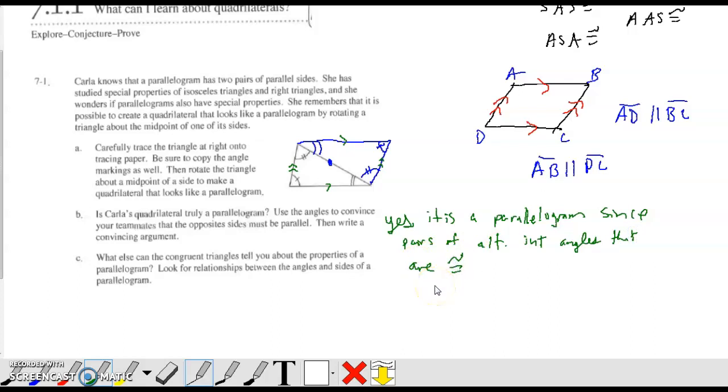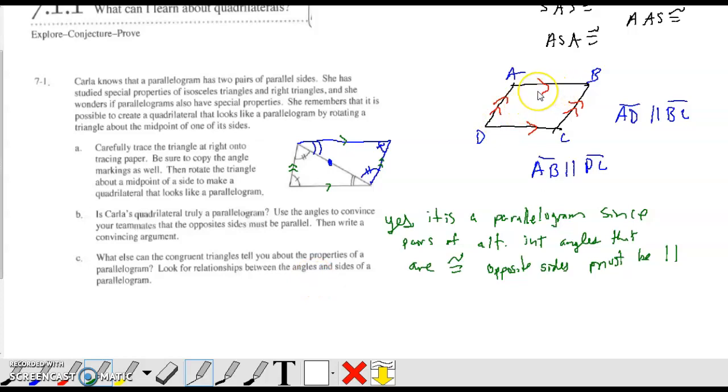So if we say this, since we have pairs of alternate interiors that are congruent, opposite sides must be parallel. Okay, so important things. What else could we look at for properties of a parallelogram?